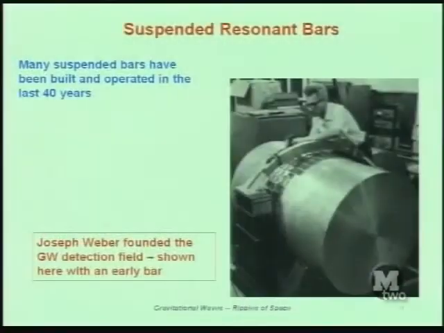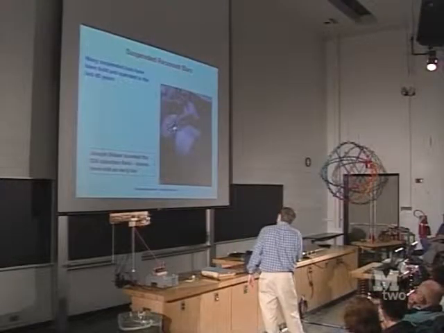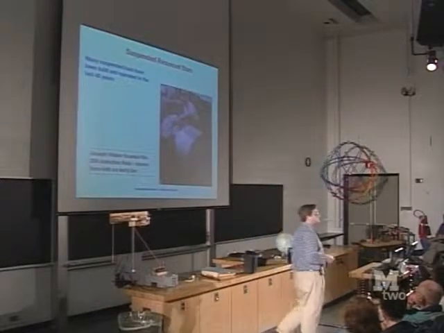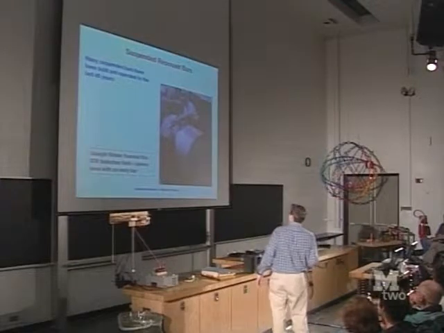Now, many suspended bars have been built over the decades, since the 1960s. Joe Weber founded this whole field of gravitational wave detection by building such bars and looking for their vibrations. This photograph shows him several decades ago with one of the original bars. It's a big aluminum bar suspended by a couple of cables. If you look closely, you can see these little rectangles. Those are piezoelectric transducers, which he was using to try to read out the signal from the gravitational waves that might have passed by.